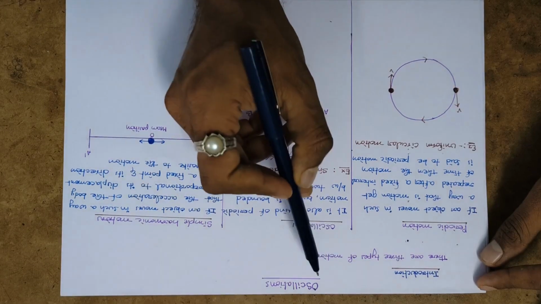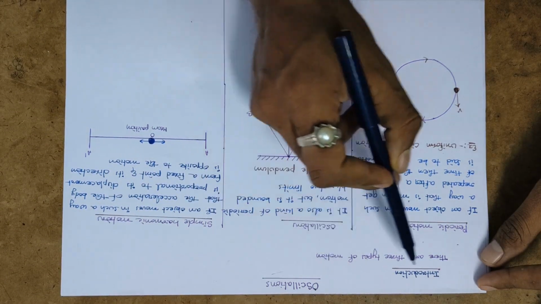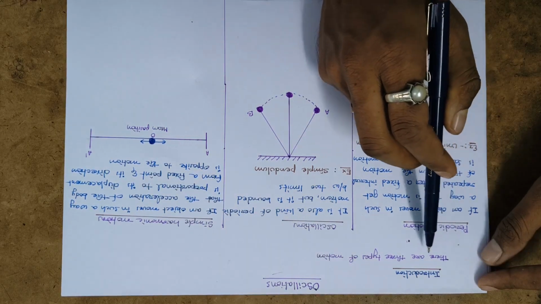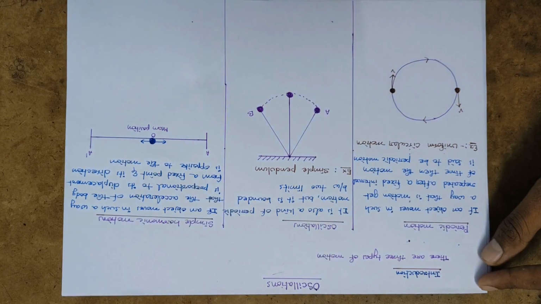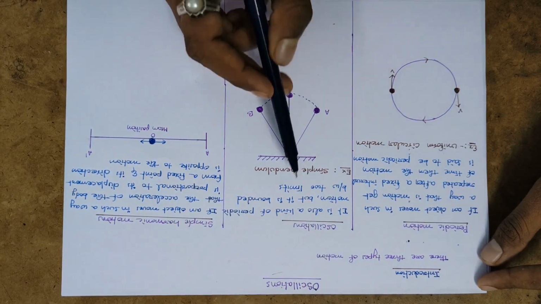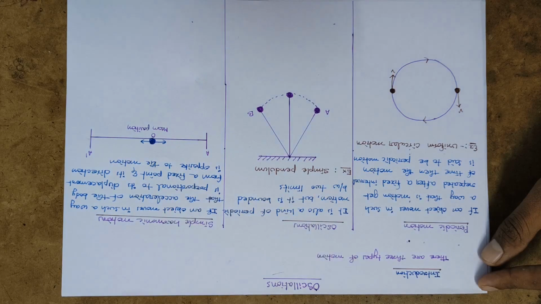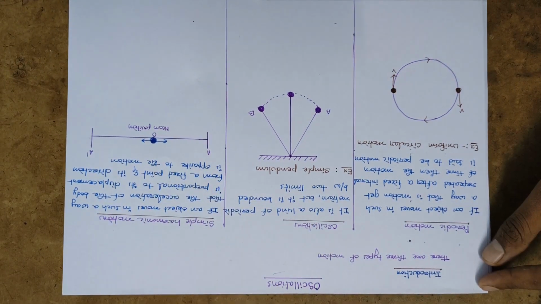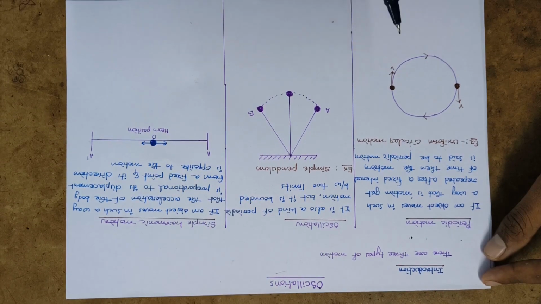So today the topic is oscillations. So coming to the introduction, basically we have three types of motions. In that, the first one is periodic motion, the second one is oscillations, and the third one is simple harmonic motion. Okay. So we will discuss one by one with examples.